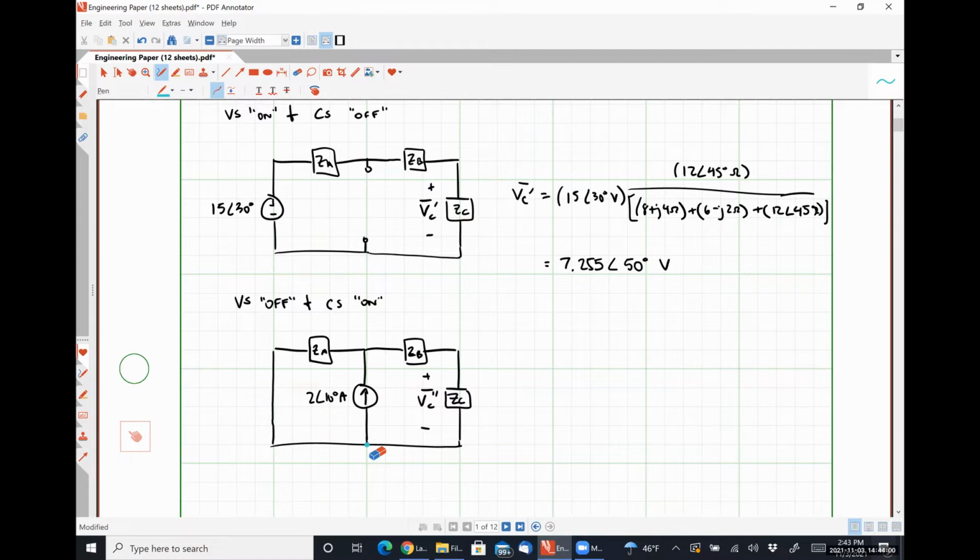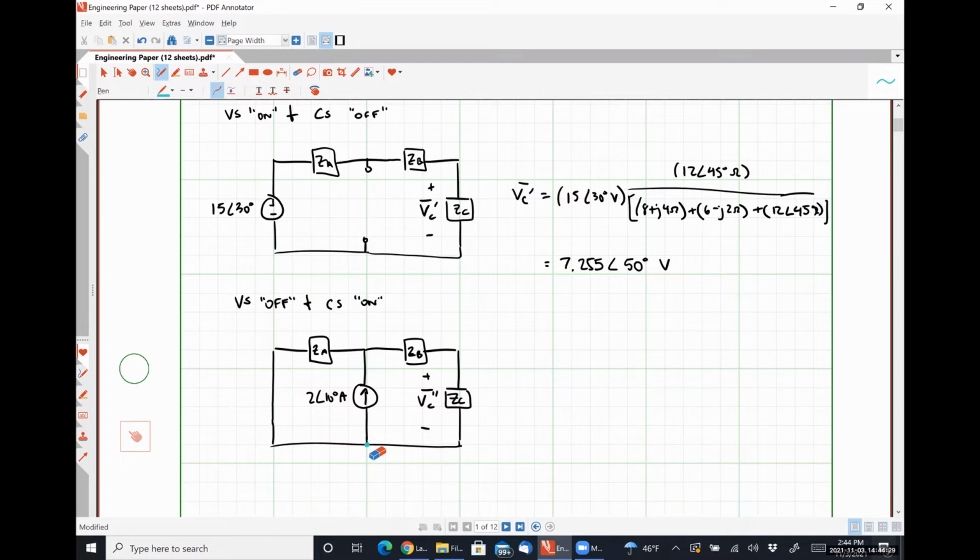So right now, we've leaned on current division, and then a second step of Ohm's law. Anybody else have any other thoughts? Yes, sir. A source transformation, okay? A source transformation. So on the left-hand side, we have a current source in parallel with an impedance. So we could source transform it and we'd effectively have the exact same thing that we solved in the first step.